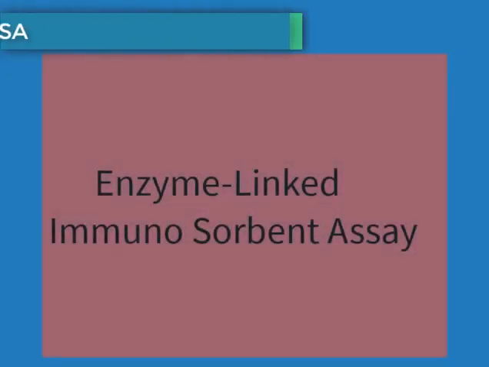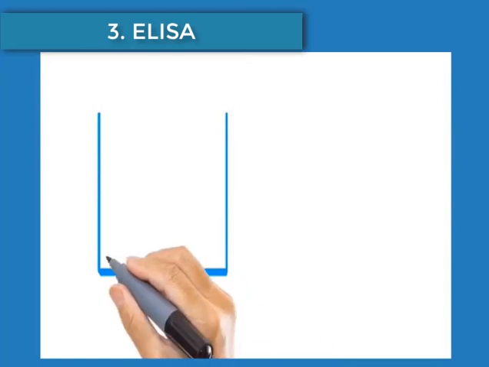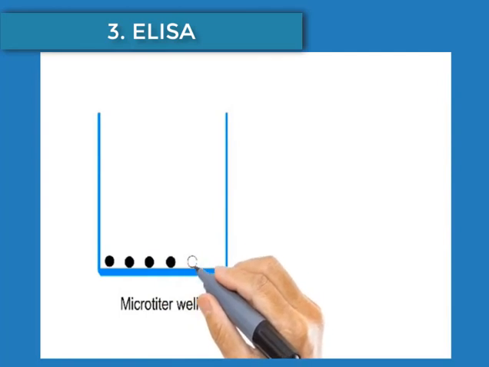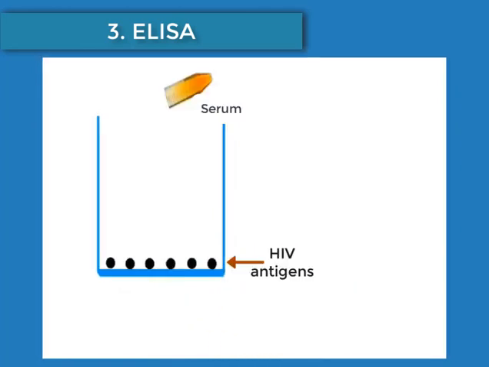The third technique to study in this document is ELISA, which stands for Enzyme-Linked Immunosorbent Assay, and is well known to be used in the diagnosis of HIV infection. During this technique, the antigen suspected to cause the infection is fixed at the bottom of very small wells. Let's take HIV antigens, for example. Then, the serum of the patient who is tested for HIV infection is added to this well.